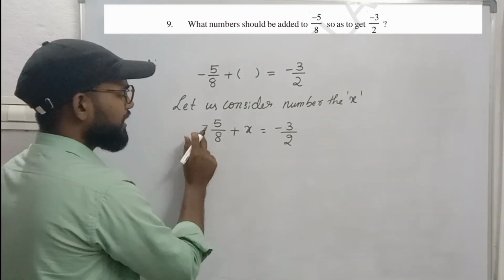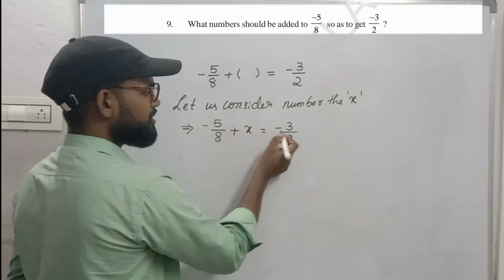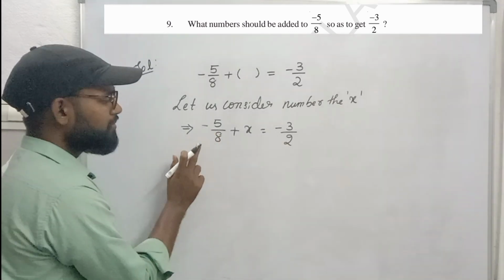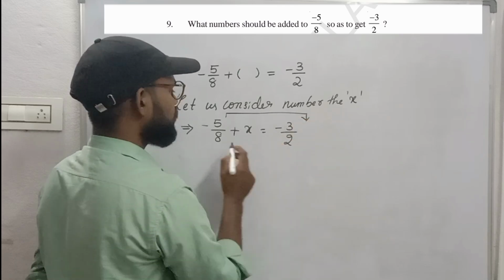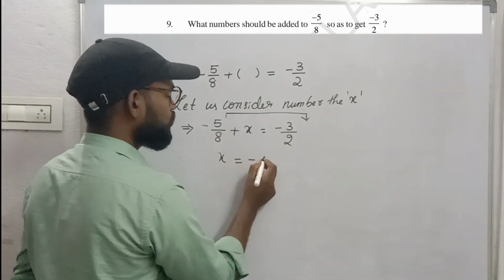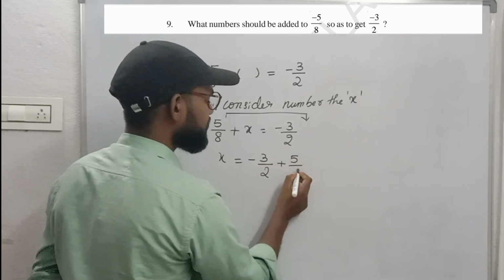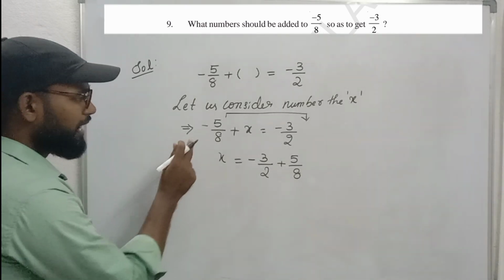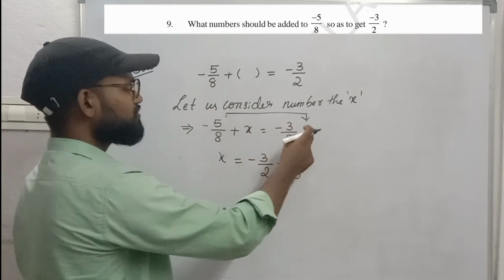Now minus 5 by 8 plus x equals minus 3 by 2. Send this minus 5 by 8 from the LHS side to the RHS side. It becomes positive, right? Plus. So x equals minus 3 by 2 plus 5 by 8. This step is clear for everyone? So what I am doing, I am sending minus 5 by 8 from the LHS side to the RHS side. It becomes plus 5 by 8.